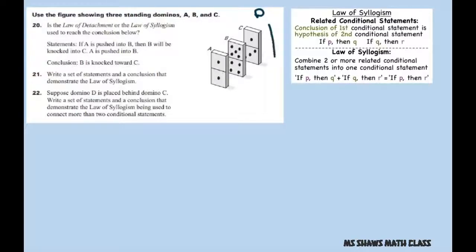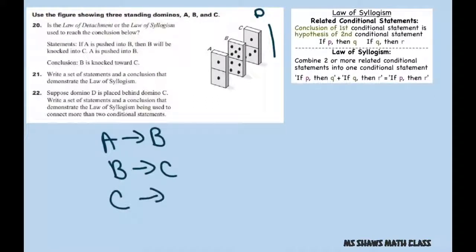I'm not going to draw it, but it's back here somewhere, is placed behind domino C. Write a set of statements and a conclusion that demonstrate the law of syllogism being used to connect more than two conditional statements. So instead of writing it all out, I'm just going to use A's and B's. All right. If A knocks into B, then B knocks into C, then C knocks into D.